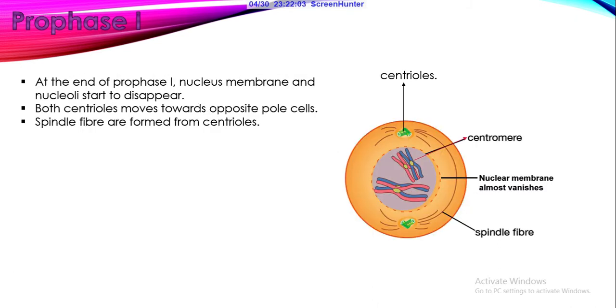And at the end of prophase 1, the nucleus membrane and nucleoli start to disappear. This one is the nuclear membrane, the grayish one is the nucleoli, and both centrioles move towards the opposite poles. The centrioles are actually both at the same place, but at the end of prophase, they move to opposite to each other. The centrioles also can be at the left and at the right, as long as they both are at opposite poles. And the spindle fiber forms from centriole. So this is the spindle fiber.